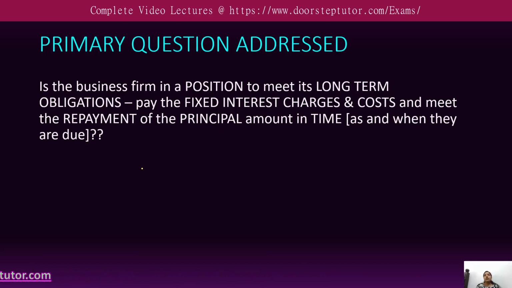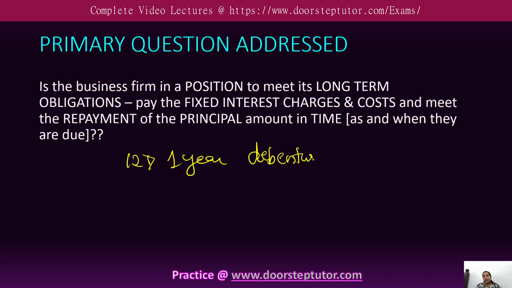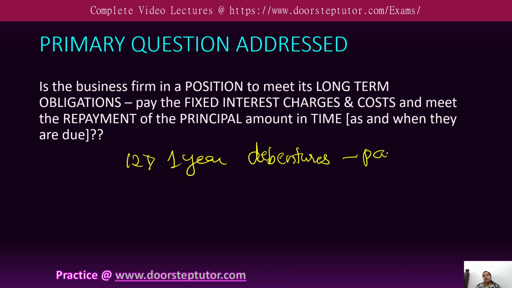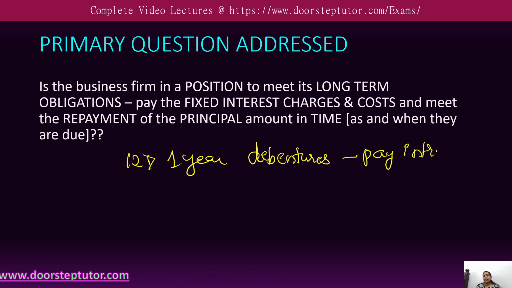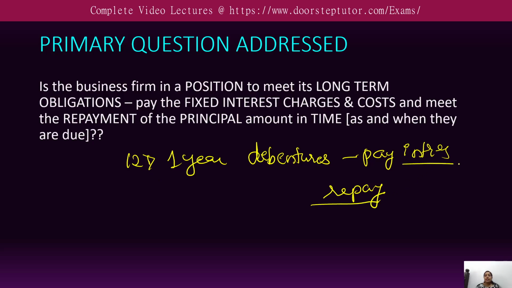Long-term obligations means those which it has to pay back beyond a period of 12 months, or beyond a period of 1 year. For example, if you have debt funds or debentures in your capital structure, you will have to pay interest to the debenture holders regularly, every year, every month, isn't it? And also you will have to repay their amounts. So these ratios assess whether the company will be able to repay as well as pay the fixed interest charges on a regular basis. Does it generate enough funds, and what does the balance sheet show?